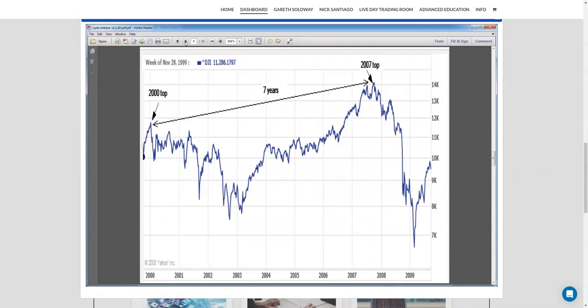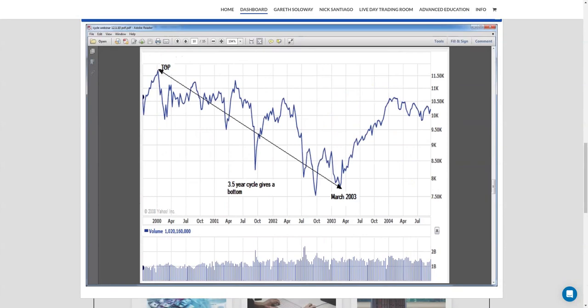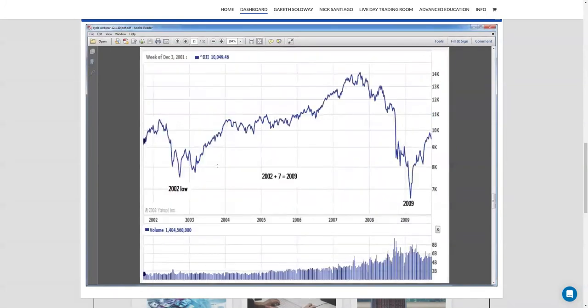2000 top, 2007, 7 years. 2000 top, add 10 years, you got the 2010 flash crash. Market bottoms, usually 3.5 years, usually get top to bottom. Bear markets rarely last more than that time. 2002 low plus 7 gives you the 2009 low. So again, you can see 7, very important number. What does it represent?